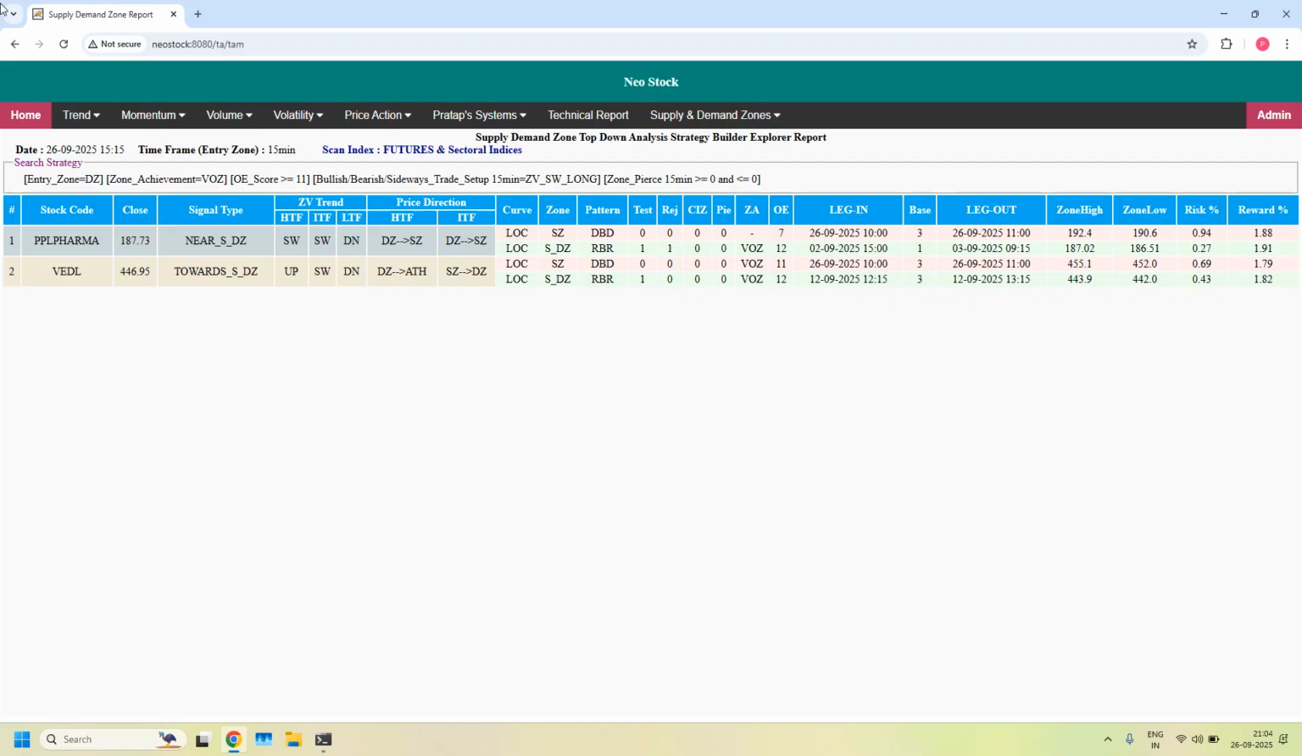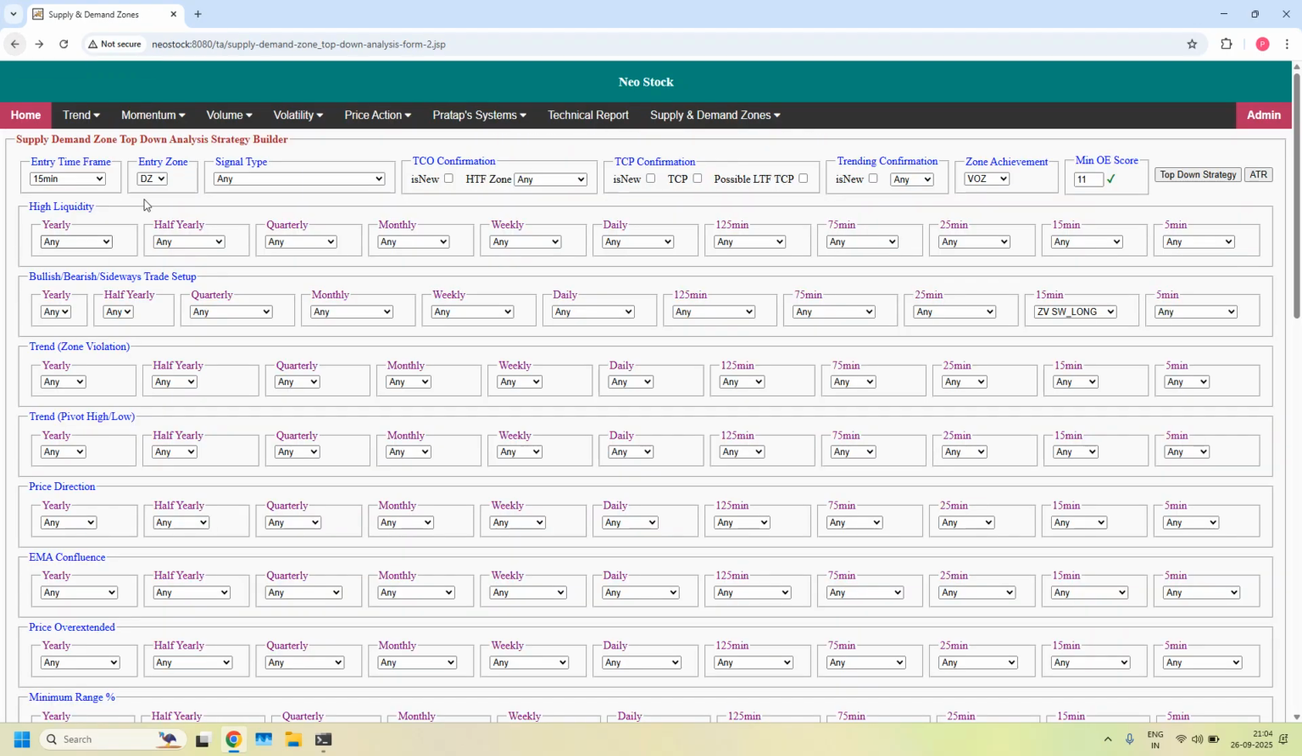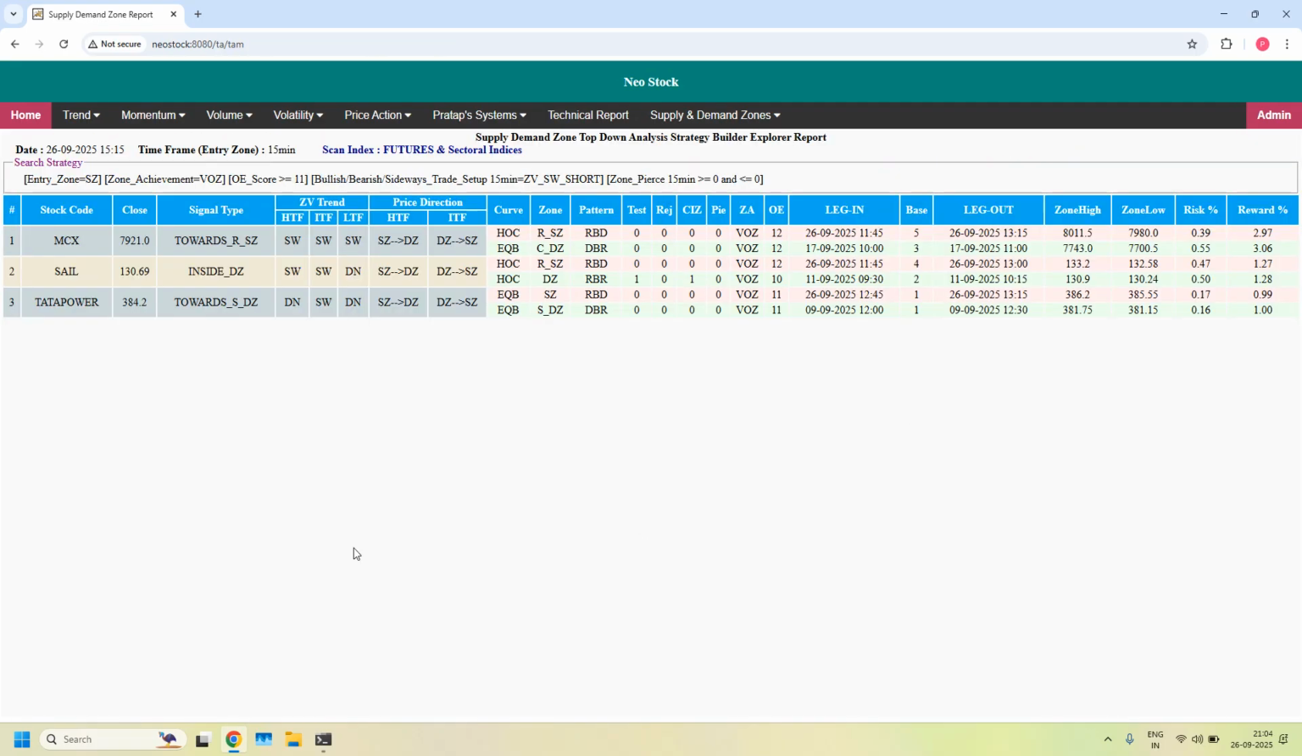Next, sideways short trade setup. The changes are 15 minute supply zone and here sideways short. We got 3 stocks sideways short trade setup for daily income trade. Entry time frame zones are 15 minute supply zones. You can plan trades only if lesson 30.3 video checklist items are satisfied. Otherwise, higher chances of zone violation.